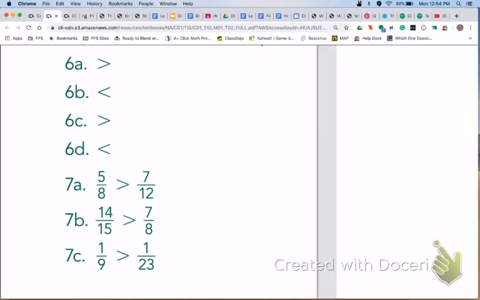For number 6, letter A, 11/12 is greater than 5/9. B, 5/9 is less than 5/7. C, 7/13 is greater than 5/11, and D, 5/10 is less than 7/10. For number 7, letter A, 5/8 is greater than 7/12. B, 14/15 is greater than 7/8. And C, 1/9 is greater than 1/23.